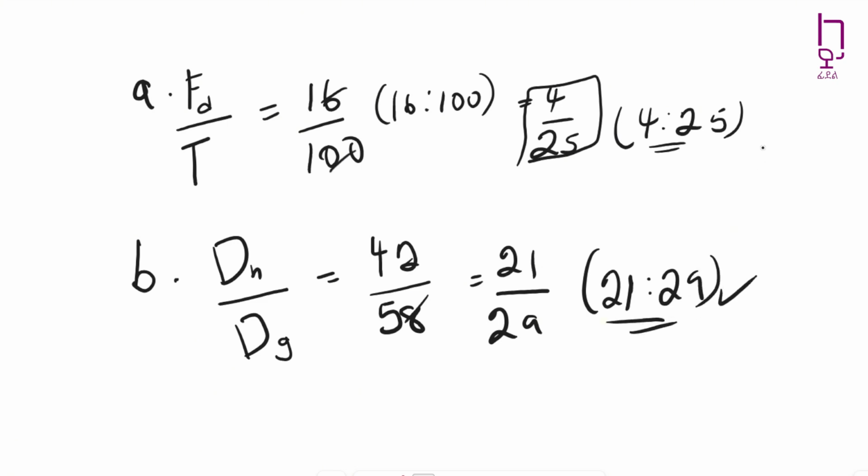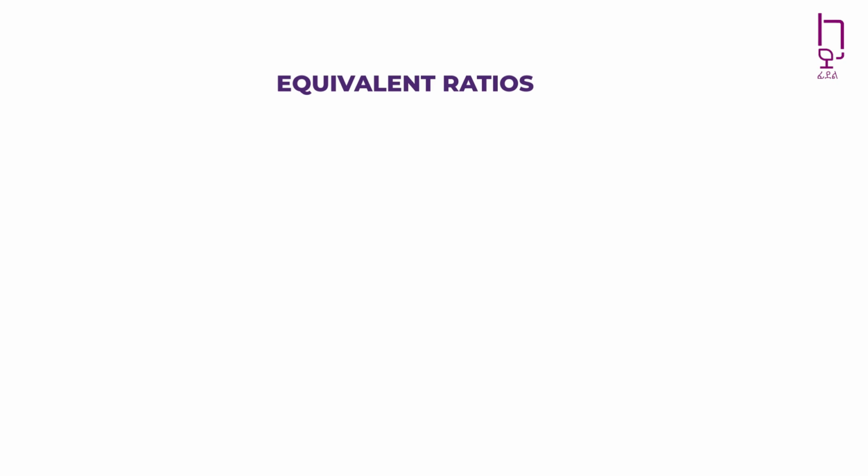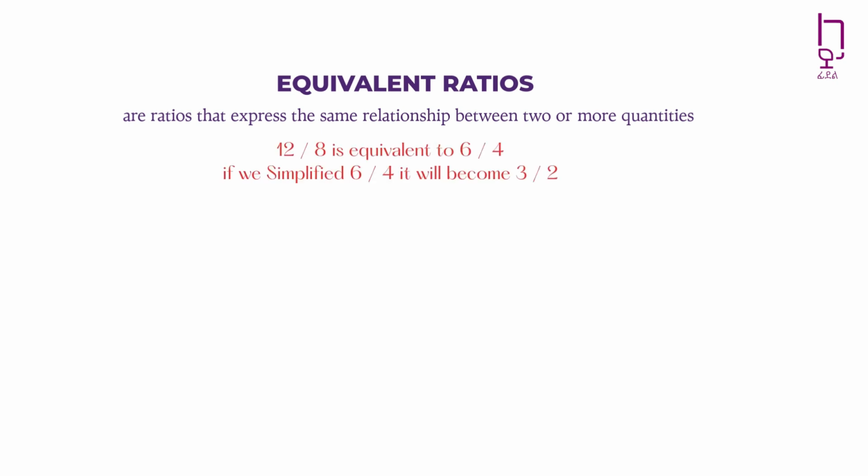So this will be correct. Okay, now let's look at equivalent ratios. Equivalent ratios are ratios which have the same value. For example, 12 over 8 is equivalent to 6 over 4. Why? Because if you divide both by 2, it gives you 6 over 4. If you further simplify 6 over 4 by 2, it gives you 3 over 2.